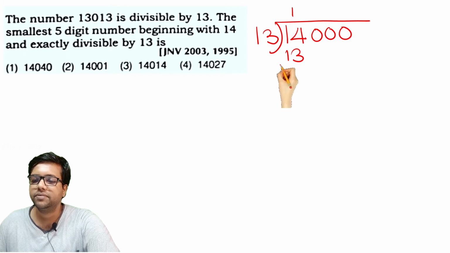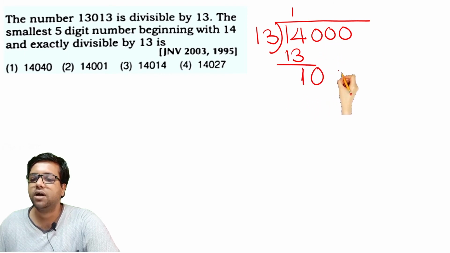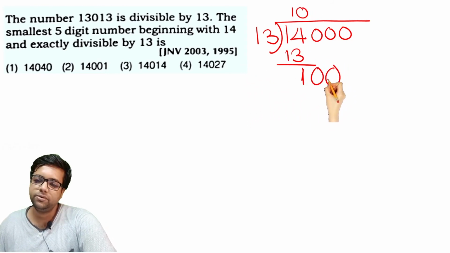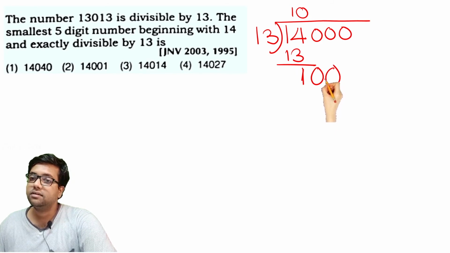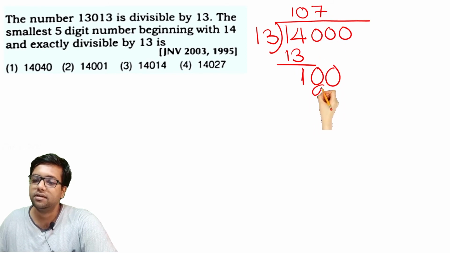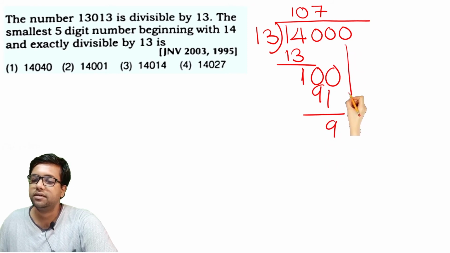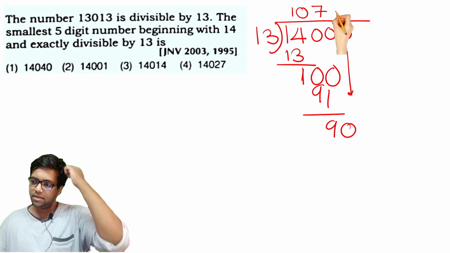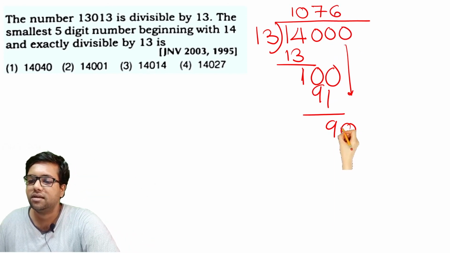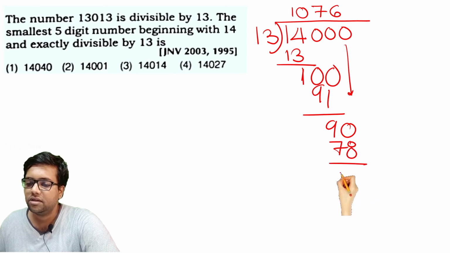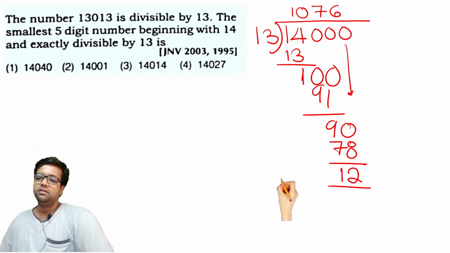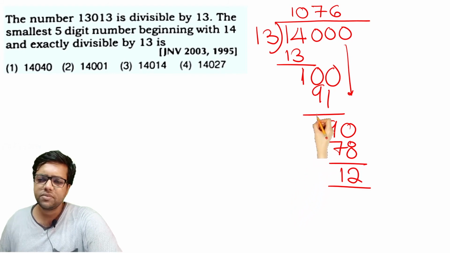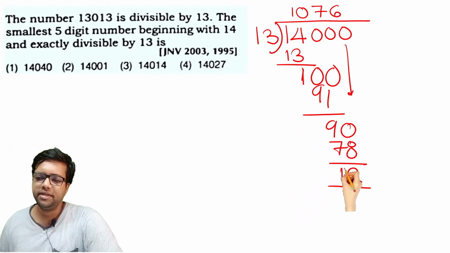13 ones are 13. You are left with 1. You take out 0. You can't work with that. You take one more 0. You keep one more 0 here. So what will you do? 13 sevens are 91. You are left with 9. Take that 0. You are given a 0. 13 sixes are 78. The remainder is 12.